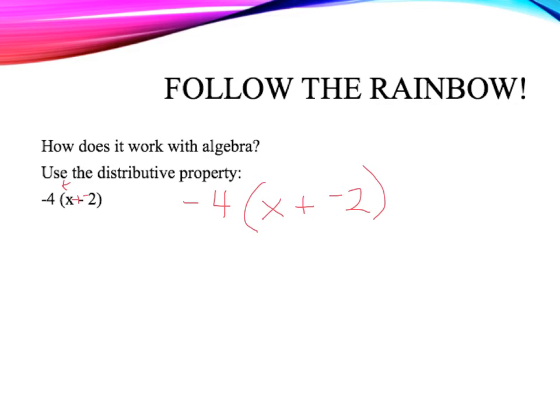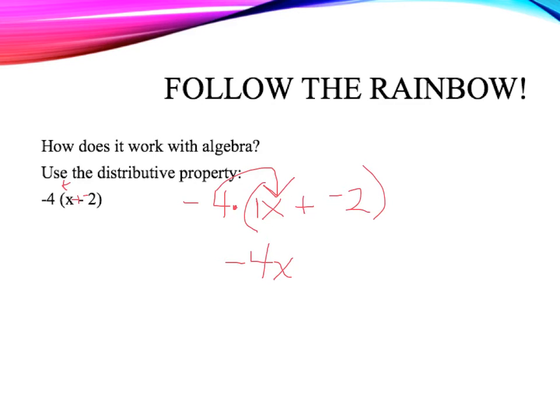And I noticed that I have no sign in between the 4 and the parentheses, so I know I'm going to multiply 4 times everything inside the parentheses. I'm going to distribute it. So I have negative 4 times x, and I notice that there is no coefficient in front of x, so anytime there's not a coefficient in front of x, I can go ahead and put my 1. So negative 4 times 1 is going to give me negative 4x.